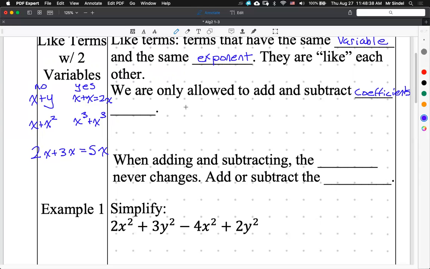Yeah, so coefficients, kind of got cut up there, so I'm going to say coefficients. Coefficients, and specifically coefficients of the like terms. I did not give enough room to write that. I apologize.